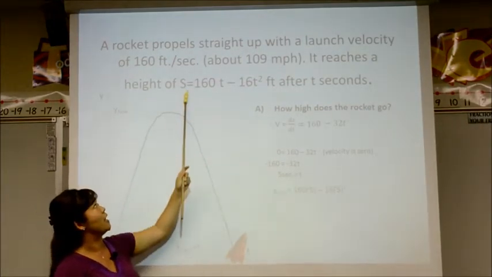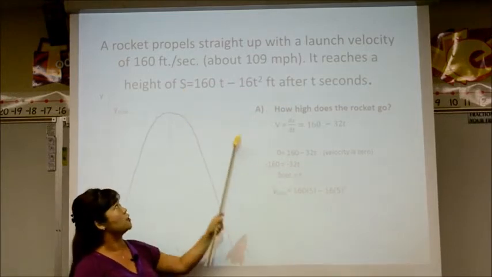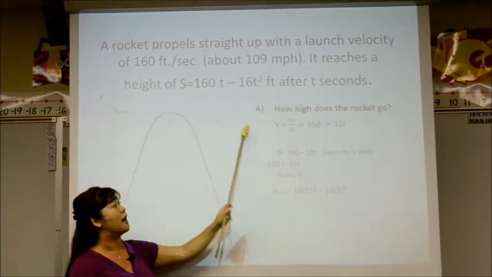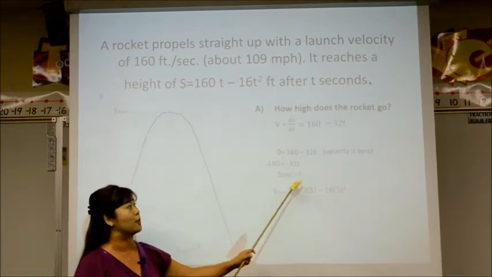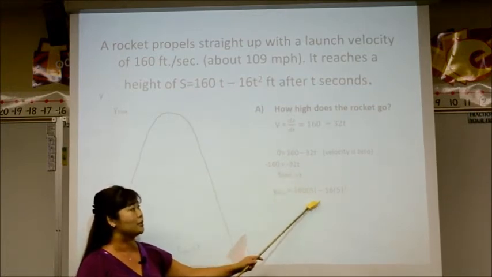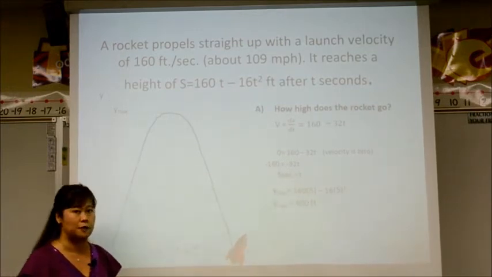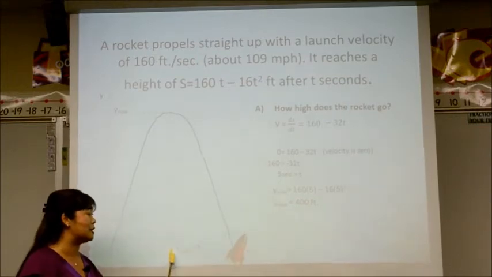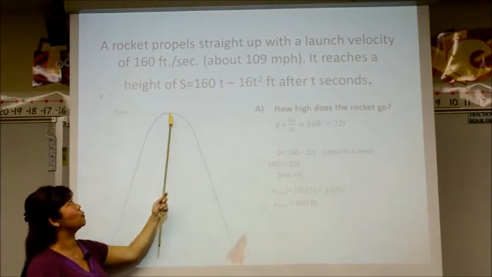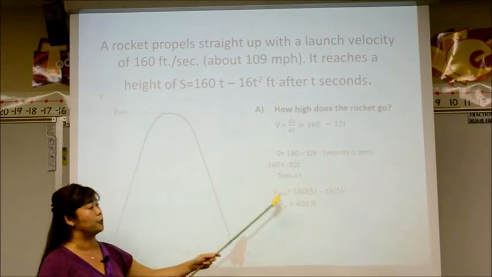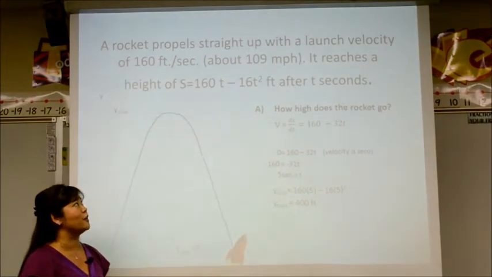So I'm going to rename the S as y maximum. Using the 160, I'm substituting in 5 for the t seconds because remember that was the 5 seconds. If we calculate this out, we're going to get 400 feet. So it means that at 5 seconds, the rocket reaches a maximum height of 400 feet. Okay, let's move on to part B.